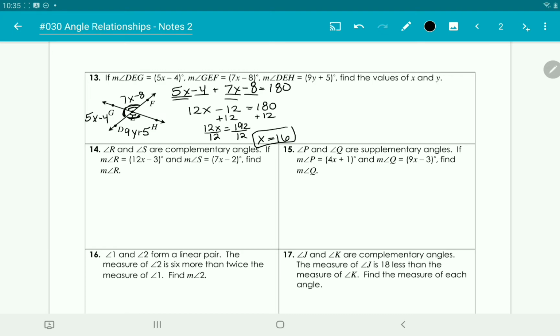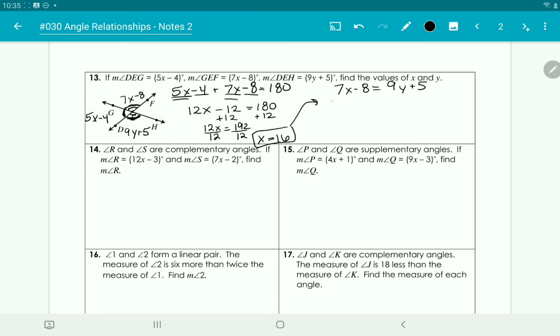But now we need to solve for y. If we look, we said that these two angles are vertical to one another. So this 7x minus 8 and this 9y plus 5. If they're vertical, they're congruent. They're the same. You can even look and see that this angle is the same as this angle. They're about the same. Okay? And so you can put an equal sign between them. So we have this 7x minus 8 is equal to this 9y plus 5. They're equal, they're the same.